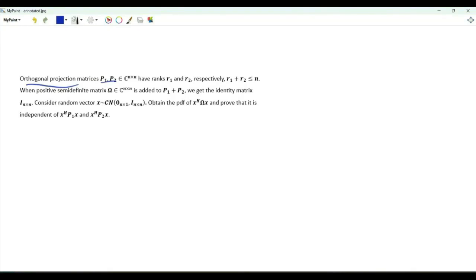We have two orthogonal projection matrices, P1 and P2, of size n by n. Both matrices are Hermitian. Both are idempotent. P1 Hermitian is equal to P1 squared is equal to P1. P2 Hermitian is equal to P2 squared is equal to P2.